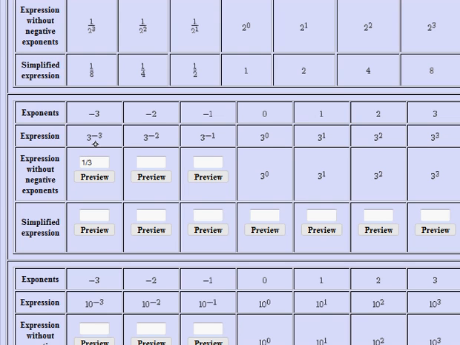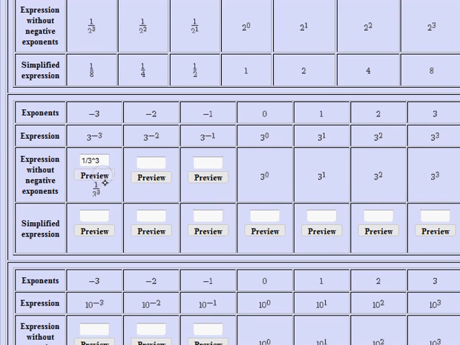Now to get an exponent on the keyboard on your computer, you hold shift and press 6. That gives you a caret key. And then I'm going to do 3 and preview it to show that I did what I was supposed to. I wrote it as 3 to the third, but I put the 3 to the third in the denominator. And then since they wanted a simplified expression, I figured out that that's 1 divided by 27.